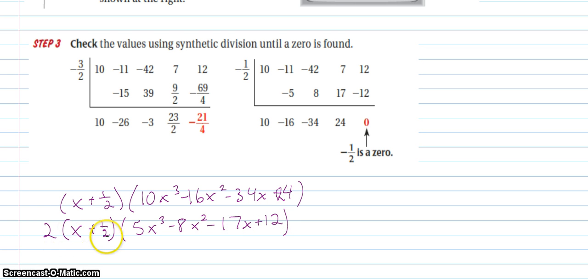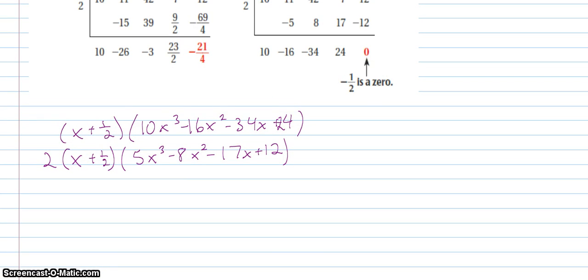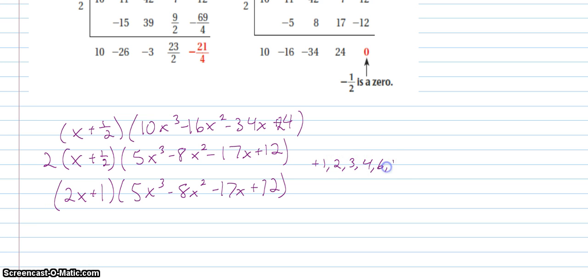Now I see that, well, I can multiply my 2 through my first binomial just to kind of make it look more like something that we see as it would factor. It won't change what my 0 is, but it'll just make it look nicer. Now from here, we need to repeat our rational zero theorem. So, factors of 12, 1, 2, 3, 4, 6, and 12 over factors of 5.